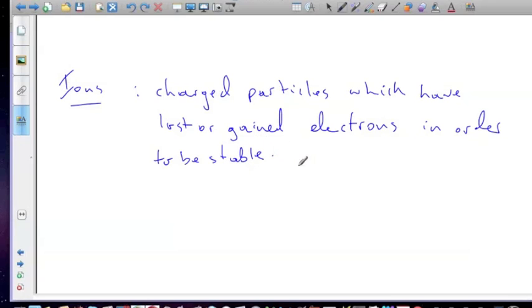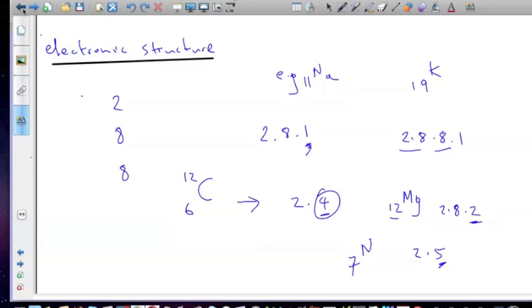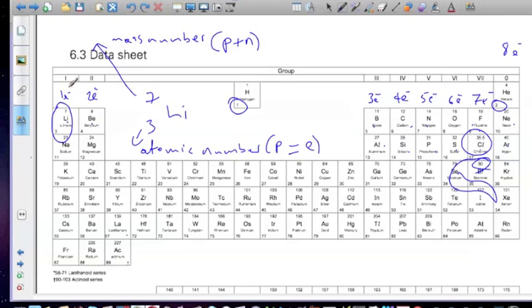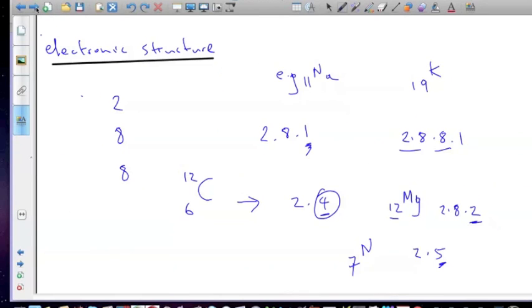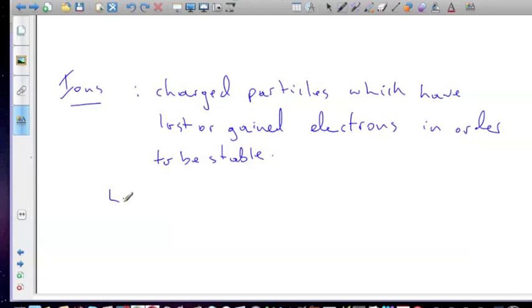Now they'll be stable when they have a filled outer shell of electrons. So, something in group 1 has a choice. Lose 1 or gain 7. It's easier to lose 1. So, substances in group 1, like lithium, electronic structure 2, 1, will lose that 1. If it loses that 1, well, it now has a positive charge.